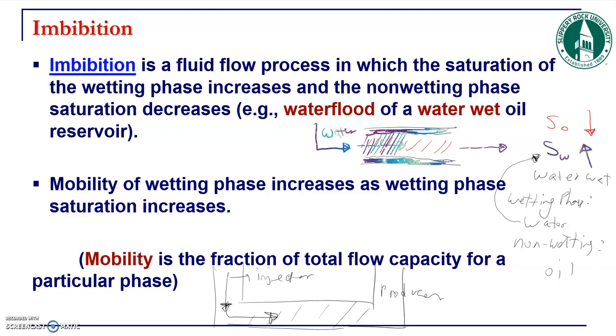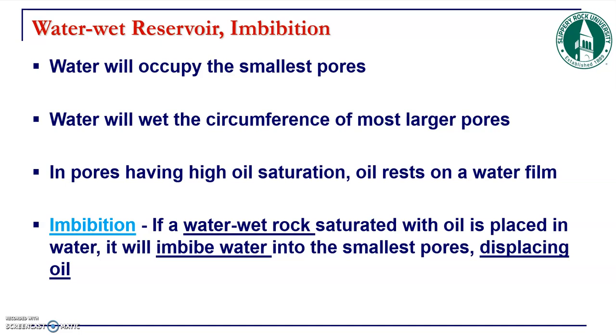Okay, so what happens during that process? Water is injected into the pores that have remaining oil in them, and increases the saturation of the water. And if that rock is a water wet rock, then that process is an imbibition. It's called an imbibition process. Okay, so that's the definition of imbibition. An example of that is water flooding, again in a water wet rock. And we say that if a water wet rock saturated with oil is placed in water, the water will imbibe into the smallest pores, displacing oil.